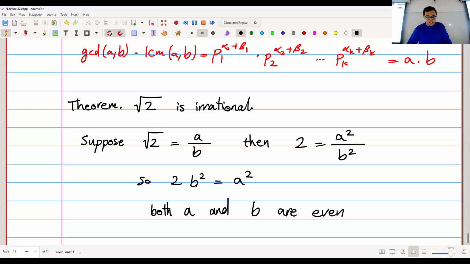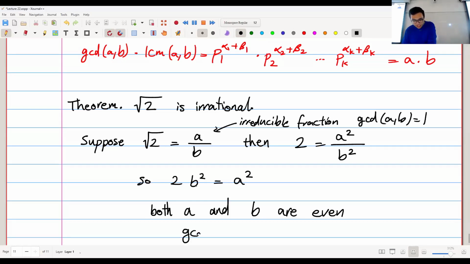And well, I could just say, suppose that square root of 2 is A over B, and I could say that suppose this is an irreducible fraction, right? If I can write anything as a fraction, I can write it as an irreducible fraction, which means that the GCD of the two sides is 1. But now I proved that both A and B are even, so GCD of A and B is at least 2. This is a contradiction. It shows that square root of 2 is irrational.